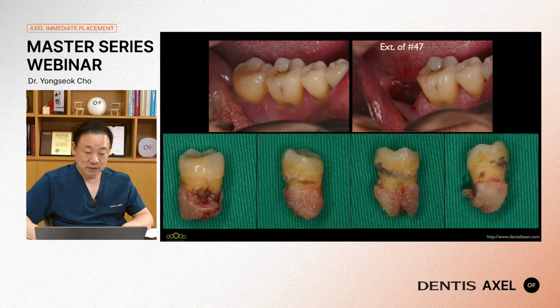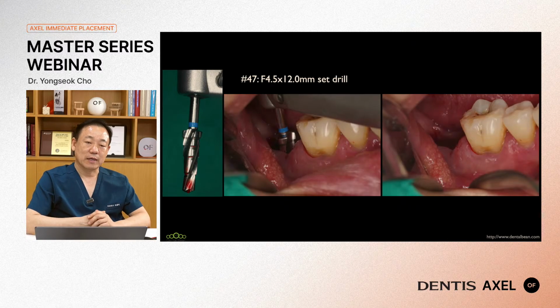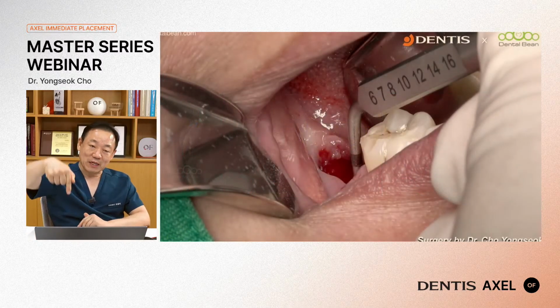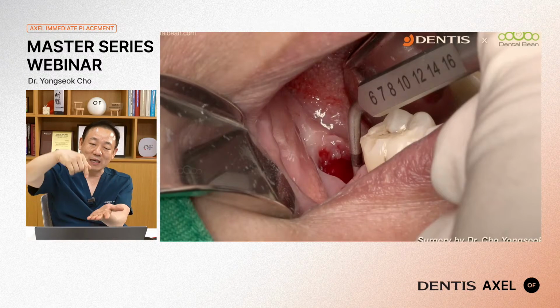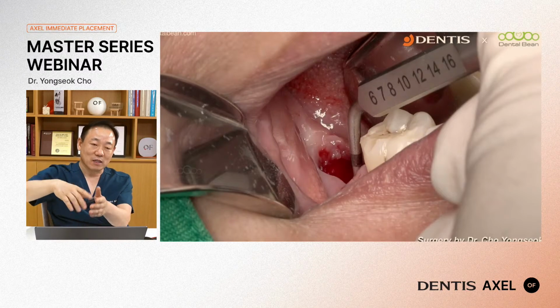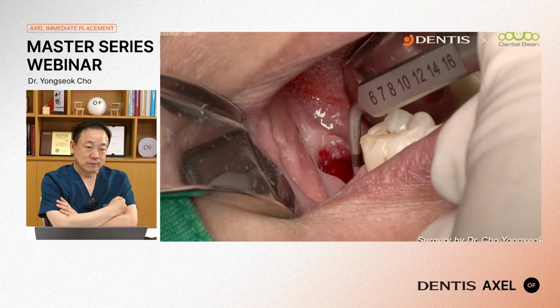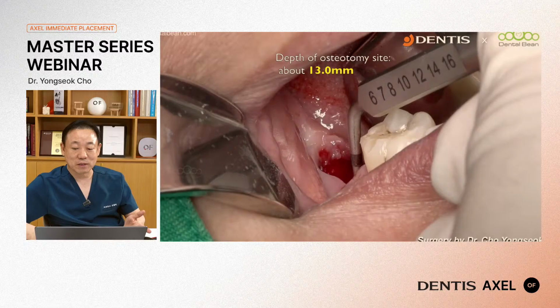Okay, 47 was extracted. And again, I used the long drill, a 4.5 by 12 millimeter drill, and gradually prepped the osteotomy. You need a sharp drill, and on the depth gauge, you must prep the apical portion about 3 millimeter more than 2 millimeter. A 3 millimeter apical preparation should definitely be prepped to anchor the implant. The total depth of this osteotomy site was 13 millimeter.